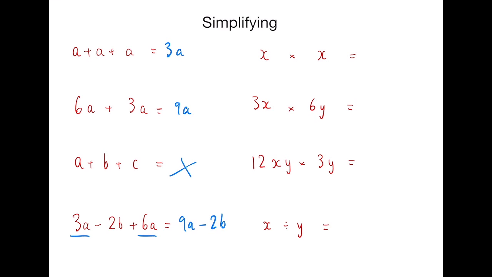X multiplied by x is x squared. Again, if you're unsure, put numbers into that. 2 times 2 is 2 squared, so it's exactly the same thing. 3x times 6y, 18xy. 12xy times 3y, 36xy squared, because we have two y's. And then x divided by y, we would just write that as x over y to simplify it.